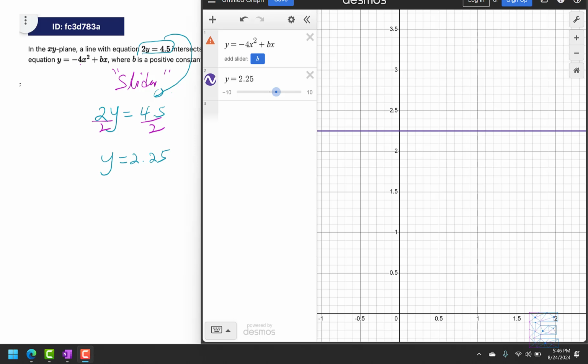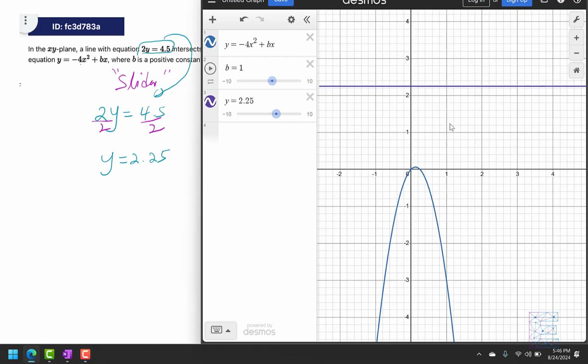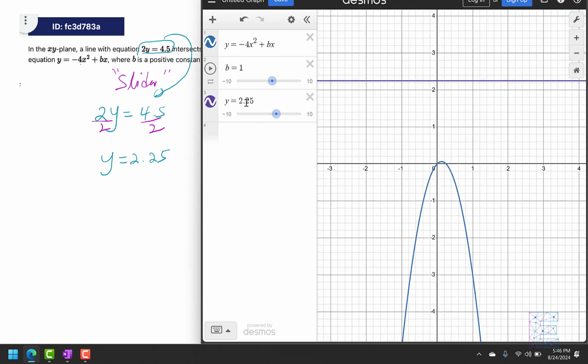So now we go ahead and type in each of our equations. Y equals negative 4x squared plus bx. The moment I type that in, I have this little feature pop up saying add slider. So I'm going to click on it, add slider. Now look at the graph here. You notice we have this linear function, y equals 2.25, it's up here, and then we have this blue function, which is the quadratic, and I'm just going to play around with this slider.